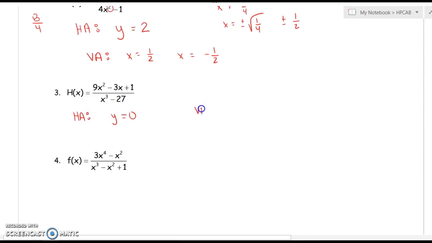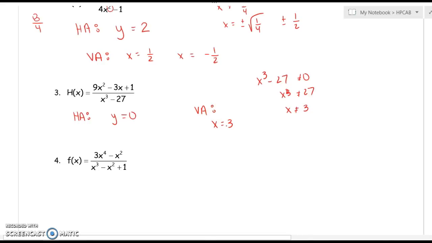As far as the vertical asymptote goes, all right, you look at the denominator. X cubed minus 27 can't equal 0. X cubed can't equal 27. So x cannot equal the cube root of 27, which is 3. Okay, so my vertical asymptote is going to be x equals 3.